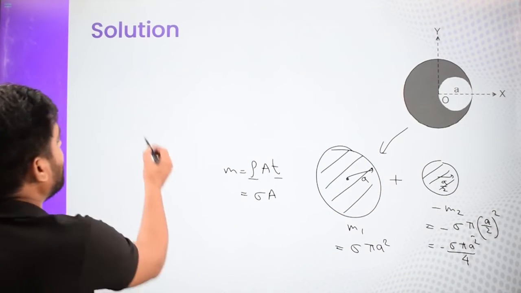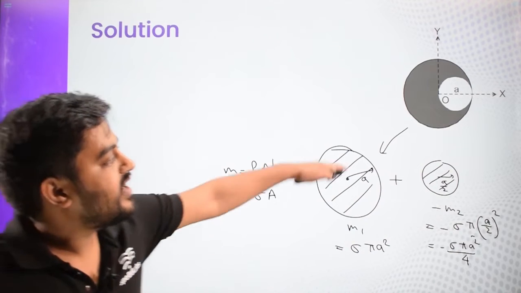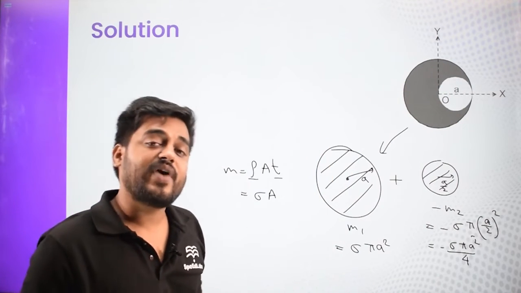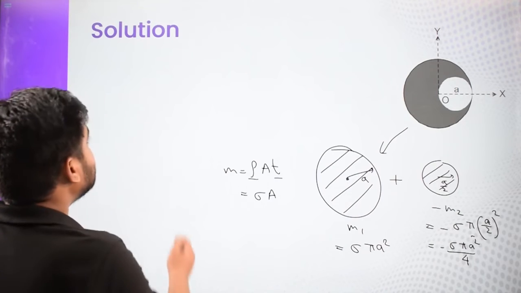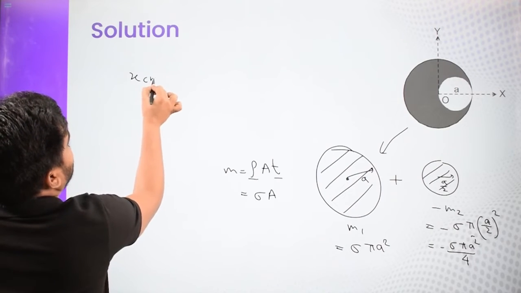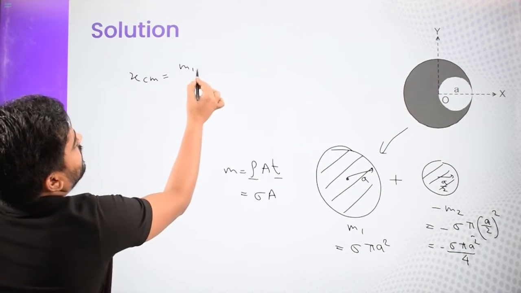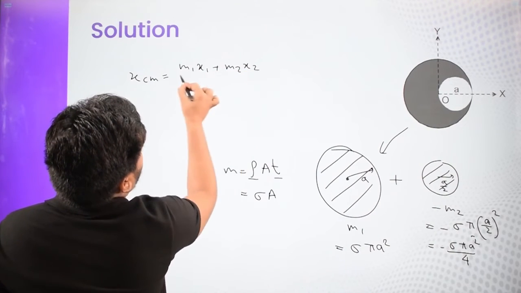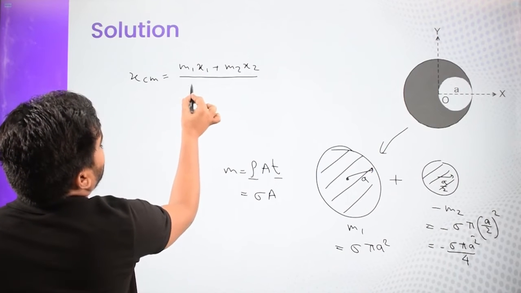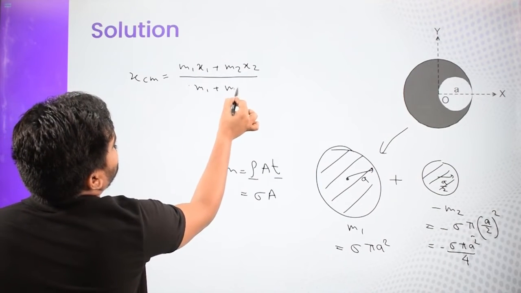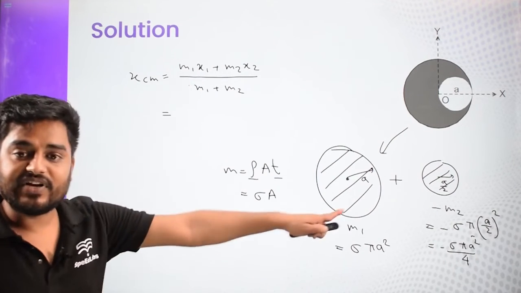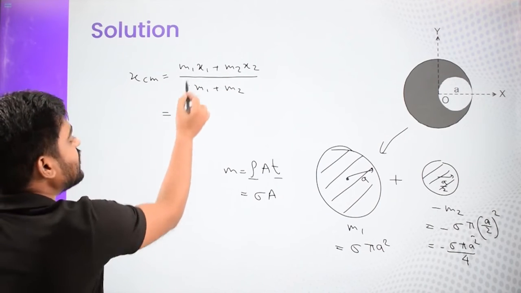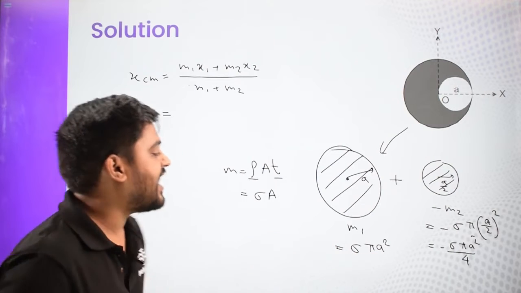Now let us apply the formula. What is the formula here? This is symmetric again about the x-axis. We just need to get XCM. YCM and ZCM are going to be 0, 0. So let us get XCM. It is M1 X1 plus M2 X2 divided by M1 plus M2. Since this is a cavity, I am going to make my second mass negative. So what is M1? Sigma pi A square.